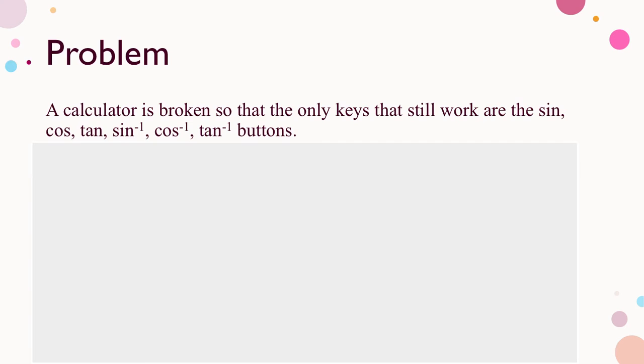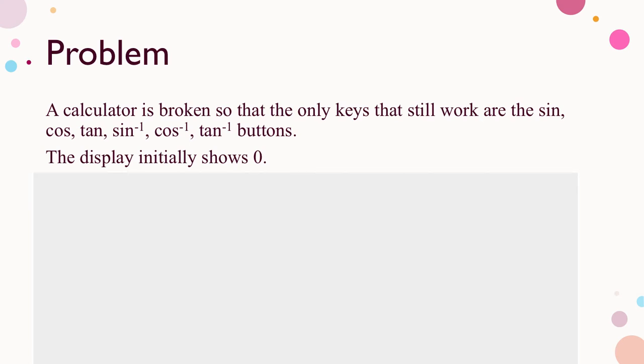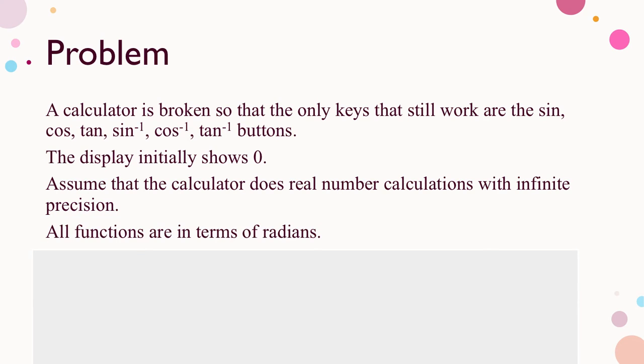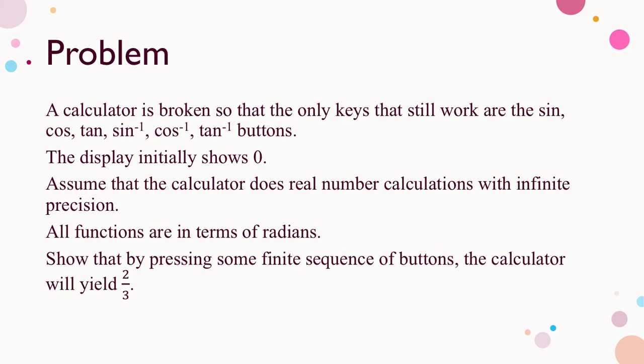Here is the problem. A calculator is broken so that the only keys that still work are the sine, cosine, tangent, arcsine, arccosine, arctangent buttons. The display initially shows 0. Assume that the calculator does real number calculations with infinite precision. All functions are in terms of radians, so that by pressing some finite sequence of buttons, the calculator will yield 2/3. Take a moment to think about the question first.